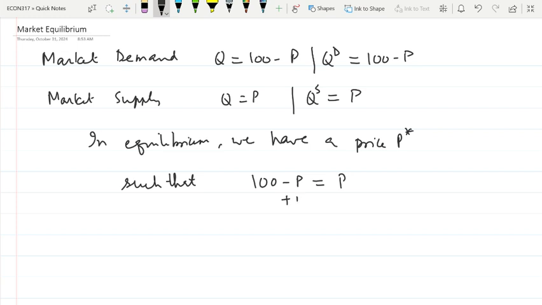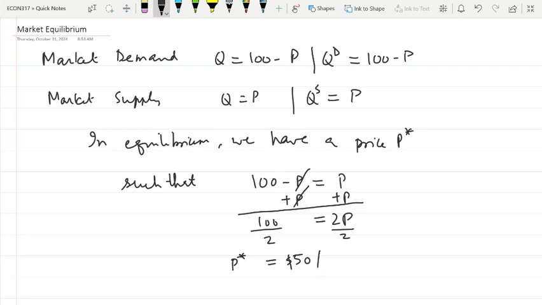So let's add P to both sides so that we do not have any variable on the left. So what is left out on the left hand side is 100. On the right hand side I have P plus P, 2P. Now I can go over and divide both sides by 2. That gives me the price P star to be 100 over 2, $50. So $50 per unit turns out to be the price.